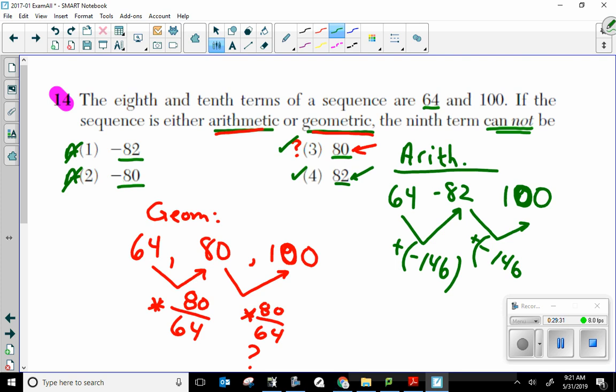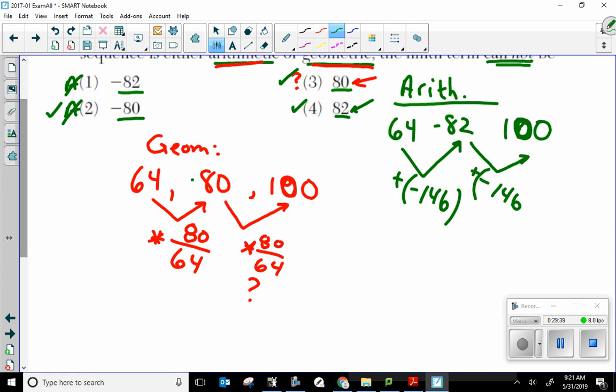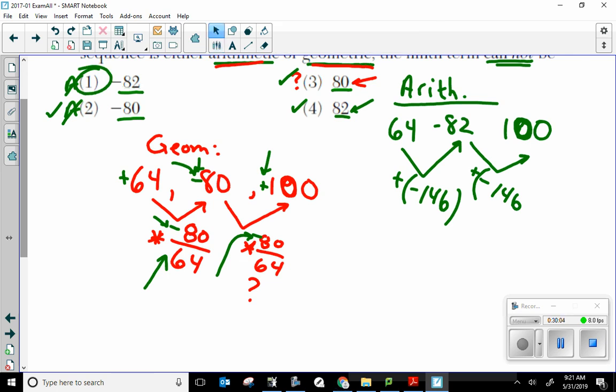So I'm going to check both of these for geometric. Guess what? I already know that negative 80 works. How come? If I make this negative, what do I multiply 64 by to make it negative? All I got to do is negate this. And now a positive times a negative gives me a negative. If this is negative, this should be the same thing. Now I multiply a negative times a negative, and I get my positive 100. Negative 80 works. Negative 82 will not work. Wow, that was a lot. I should have started with 1 instead of 4 there.